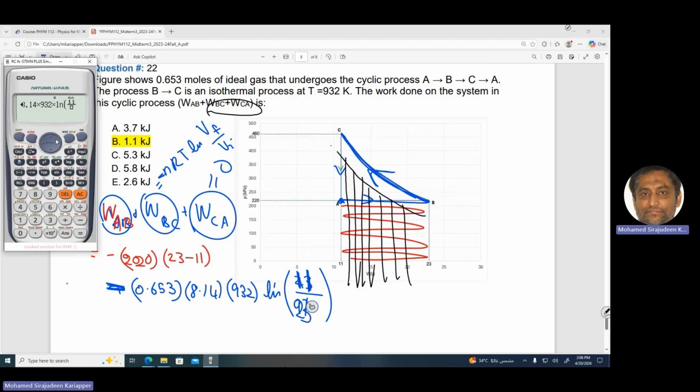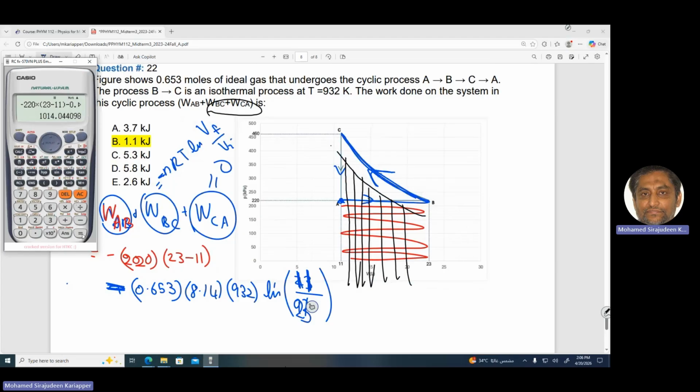11 comes on top, over 23. Sorry, that's a mistake. Let me delete it. We have to come up. Now close the bracket. You have no excuse for this long calculation, logarithm, and so on. Well, you're not doing anything. The only thing is to know how to enter the values in the calculator. Then you press the equal button and you get the answer. I hope I get the right answer. I hope I didn't make any mistake.